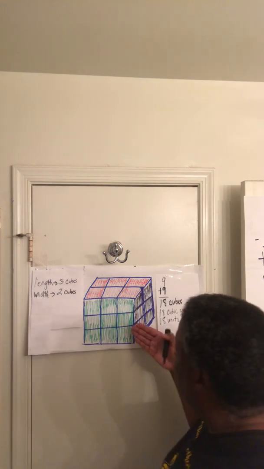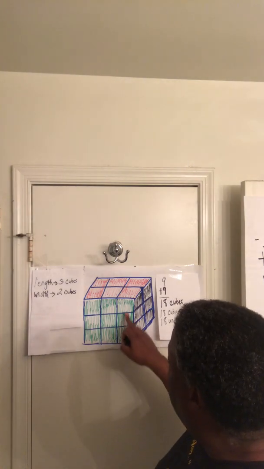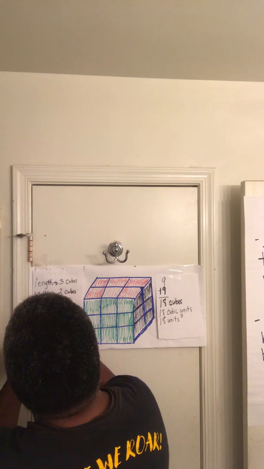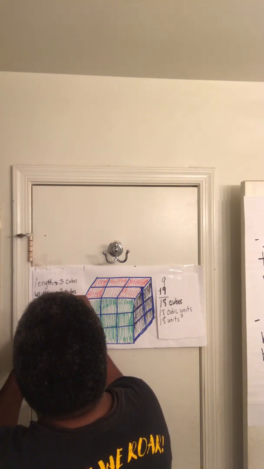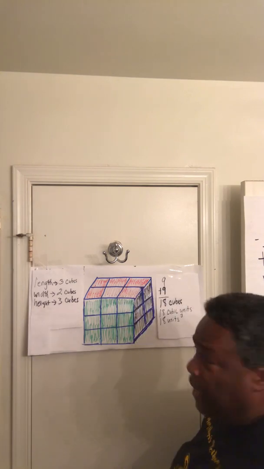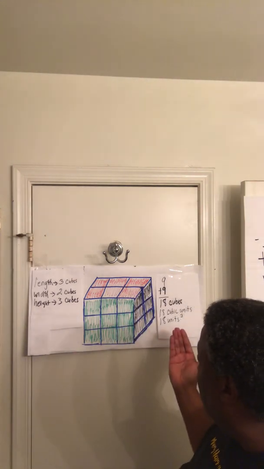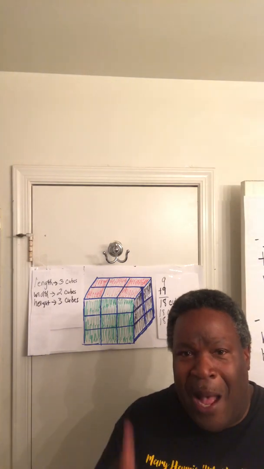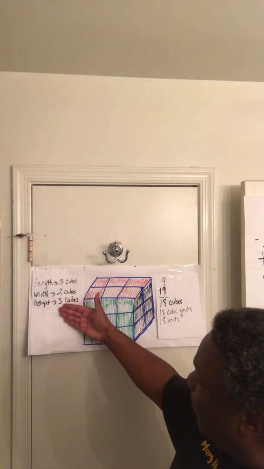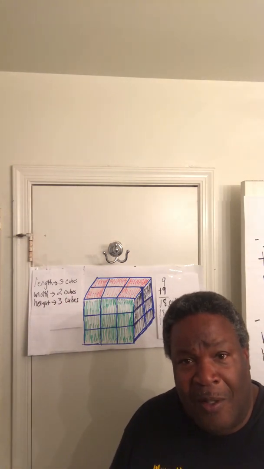Finally, I'm going to consider the height, how tall this rectangular prism is, and I can see that it is 3 cubes tall. So the height is 3 cubes. Now we already have determined that the volume of this rectangular prism is 18 cubic units. So my question for you is, what can we do to these 3 numbers to end up with 18? What do you think we should do?